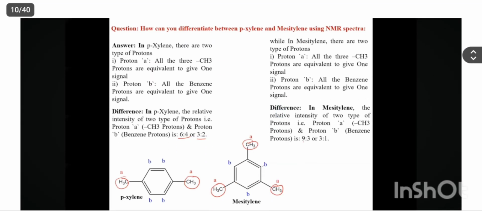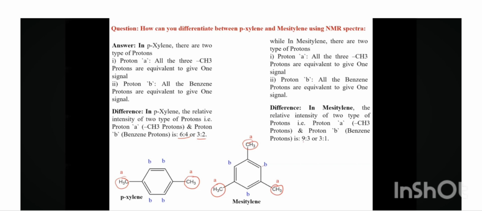How can you differentiate between paraxylene and mesitylene using NMR spectra? In paraxylene, there are two types of protons, A and B. Proton A: all the CH3 protons are equivalent and give one signal. Proton B: all the benzene protons are equivalent and give one signal. Difference: in paraxylene, the relative intensity of the two types of protons, CH3 protons and benzene protons B, is 6:4 or 3:2.